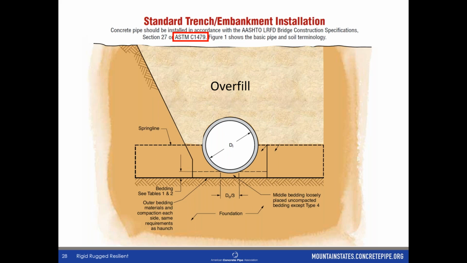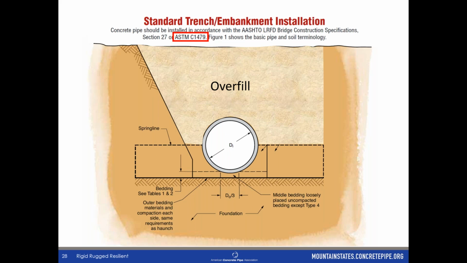And so we would refer to local specs and details on what you need to do for compaction and material in the trench itself over the top of the pipe. But the critical area for concrete pipe, for reinforced concrete pipe, is the pipe itself, the bedding, and the haunches. So anything up to spring line, that is our pipe zone, and what we need to bring in.